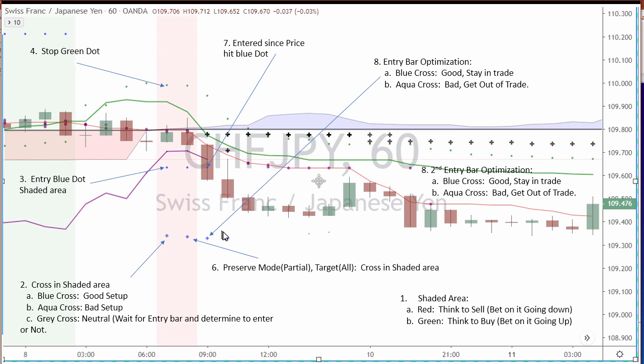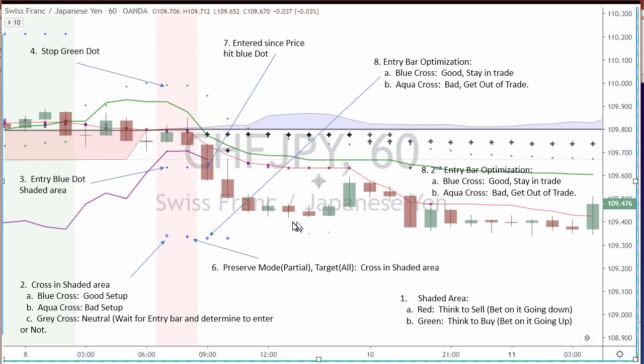So the best thing to do as a conservative trader is to exit the trade when you have an aqua on the second one. If you're an aggressive trader, then you could possibly stay in there and go through the drawdown if you want, but most traders will pretty much exit the trade. So what you're looking for, the ideal scenario, is these dark blue crosses in the shaded area and then after the shaded area for the trade. That's your best trades out there.